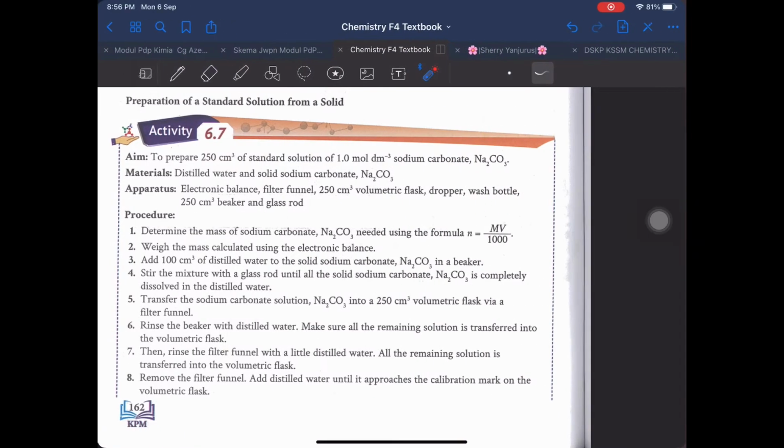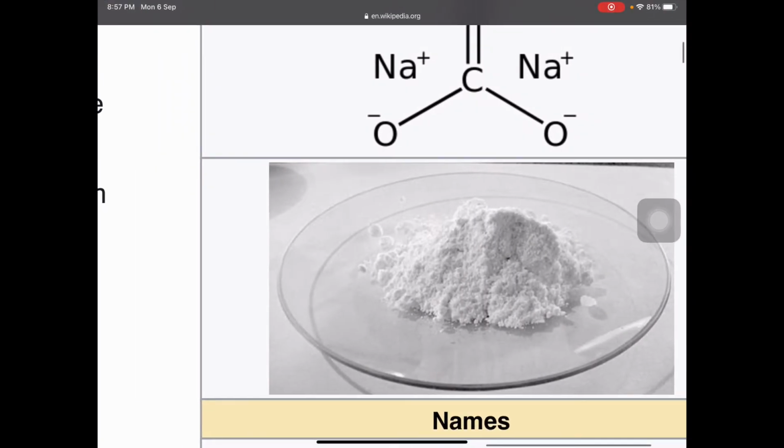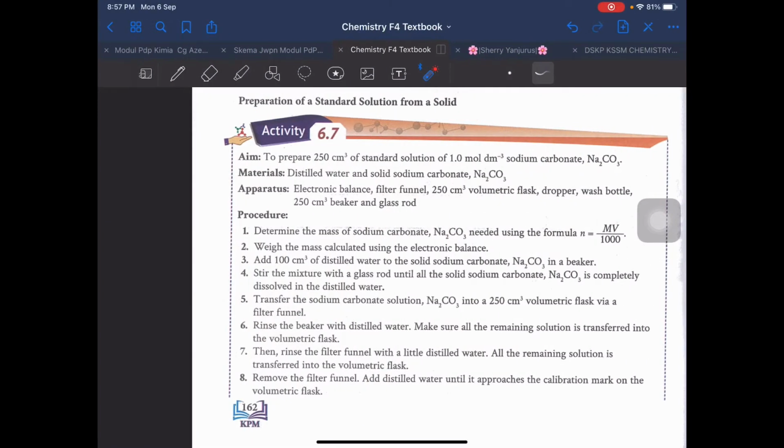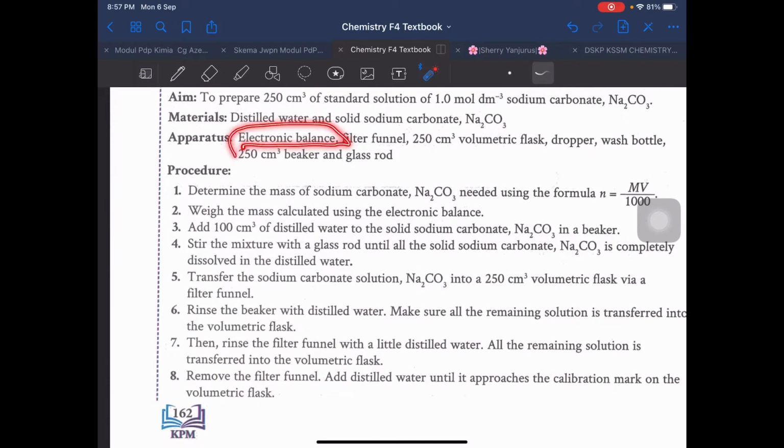So, macam mana itu? What you will need, materials: distilled water, air suling, dan juga solid sodium carbonate. That's all. You need this and also water. Itu saja. Apparatus. You need to use electronic balance. Tahu kan electronic balance? Okay, alat pengukur elektronik.